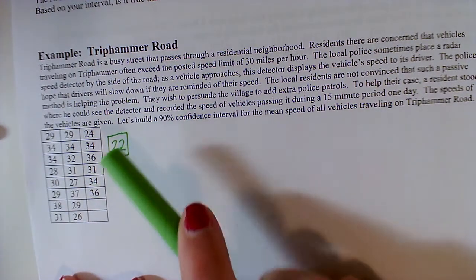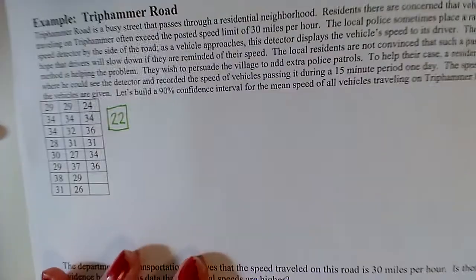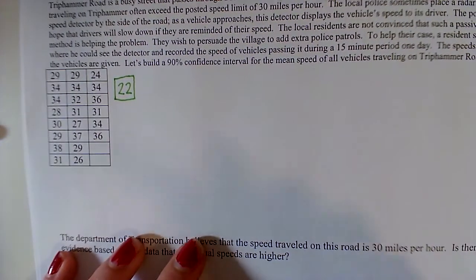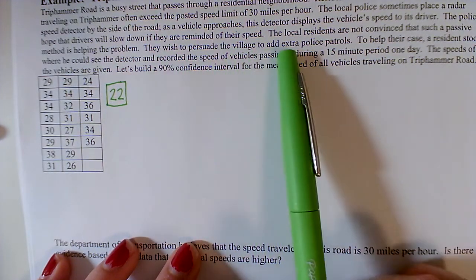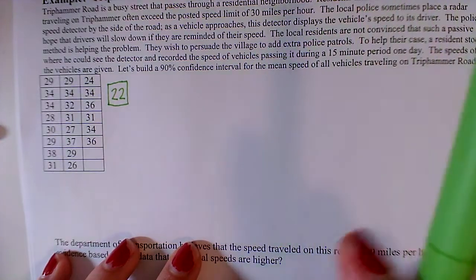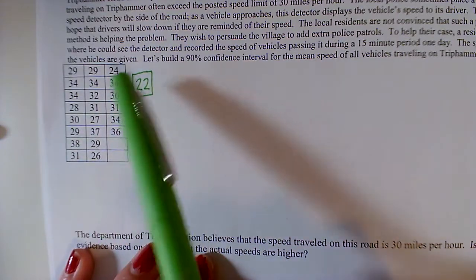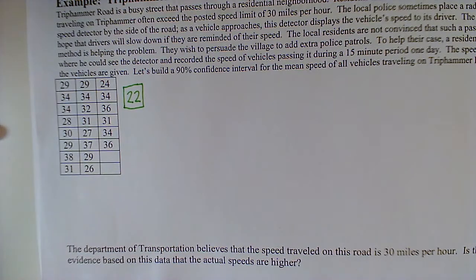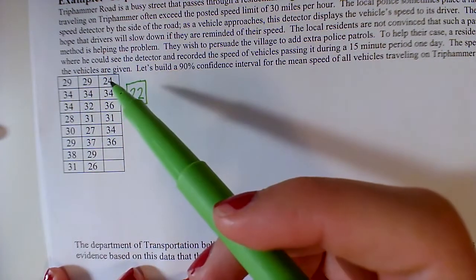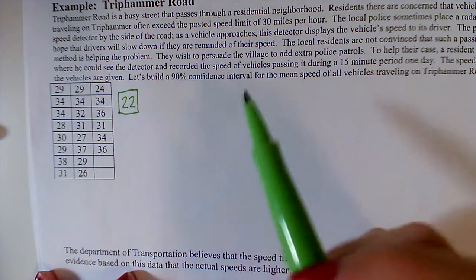Usually the purpose is to tell you your speed in hopes that the people who are driving are going to follow the speed limit, because they're being reminded of what their speed is somewhere other than their own speedometer. But the people in this neighborhood are not convinced. In fact, they want to persuade the village that they need to add extra police patrols. So they're going to do a test here. This guy stood on the side of the road and he's watching, and these are the speeds he gets. He wants to see if there's enough evidence with the data he collected to show that they should get extra police patrols because it's not working.